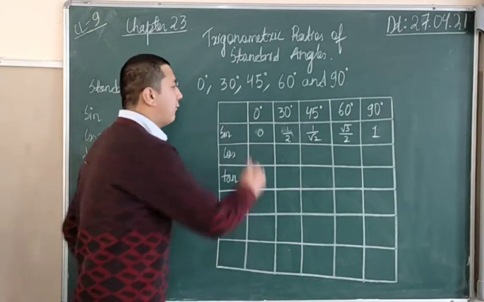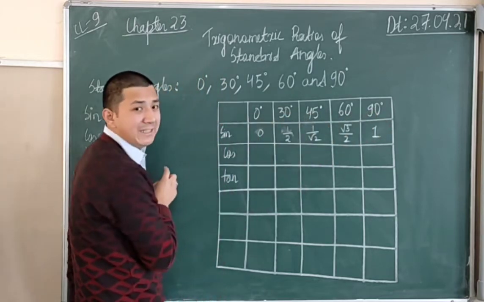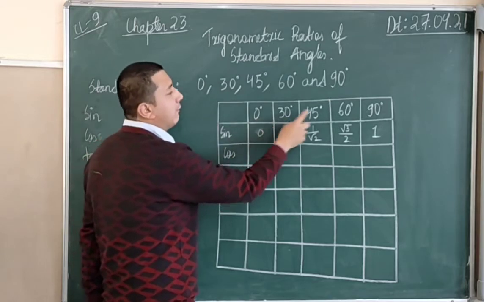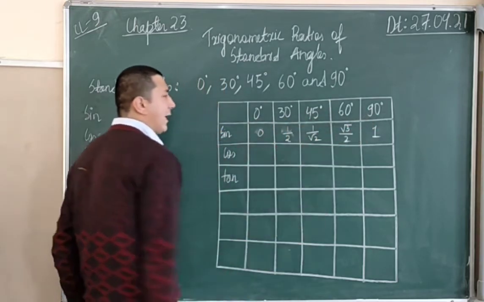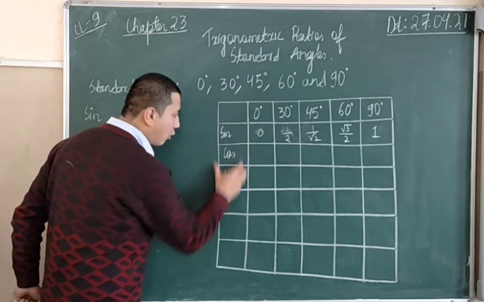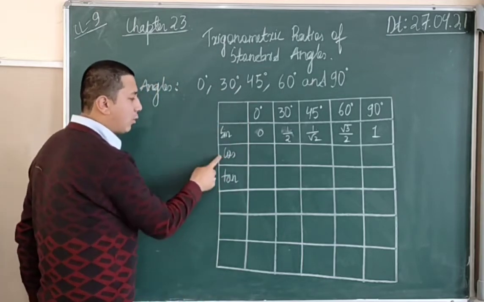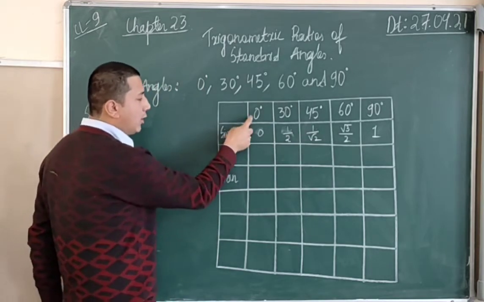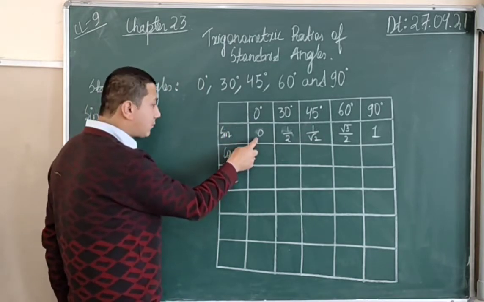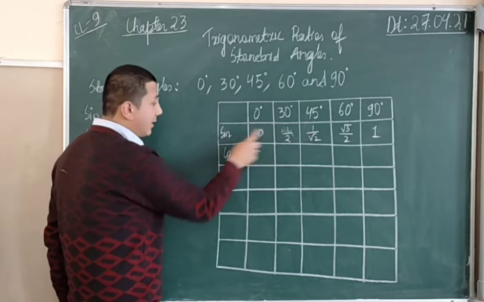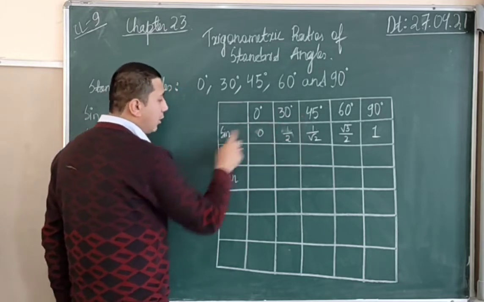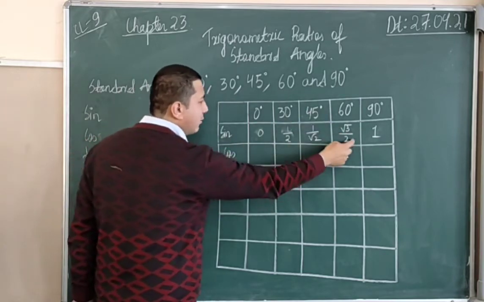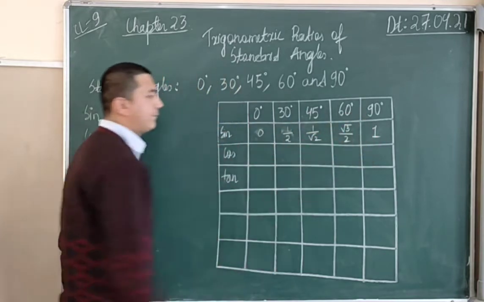Now, the first row is for degrees, all these angles: 0, 30, 45, 60, 90. How many angles? 5. The first column will be the trigonometric ratios: sine, cos, tan. So first we'll learn about sine. What is the value of sine 0? Sine 0 degree is 0. Sine 30 is 1 by 2. Sine 45 is 1 by root 2. Sorry, sine 60 is root 3 by 2, and sine 90 is 1.